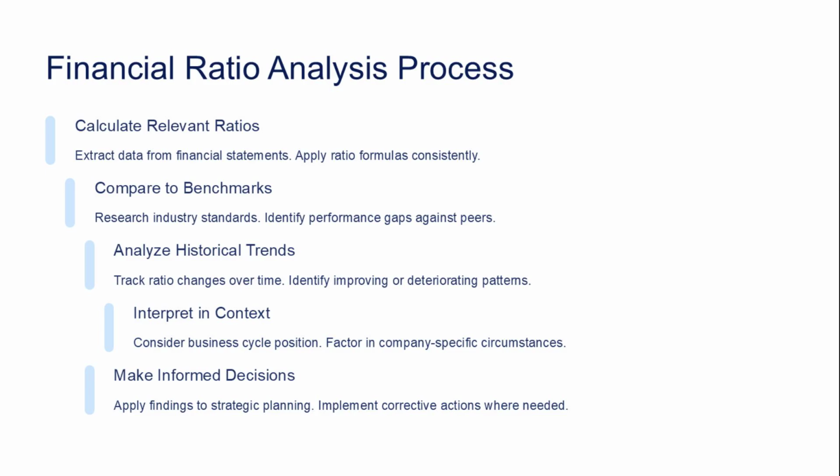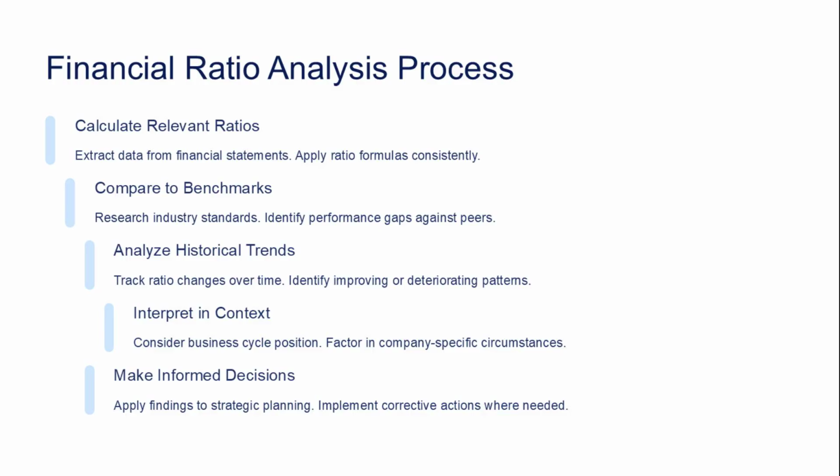Financial ratios provide a structured way to analyze a company's financial health and performance. We'll go through the key steps in the financial ratio analysis process. First, we need to calculate the relevant financial ratios by extracting data from the company's financial statements and applying the right formulas. Next, we'll compare the ratios to industry benchmarks to identify any performance gaps compared to peers.